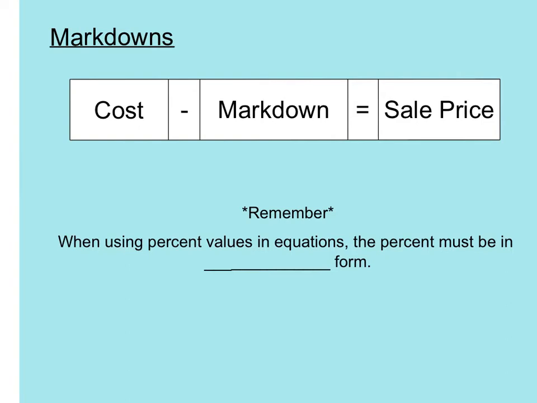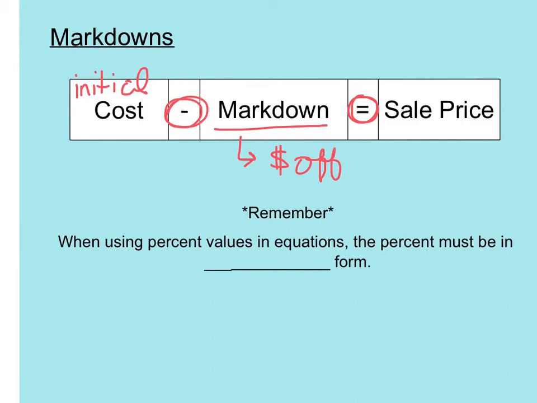We start with the initial cost of the item. We subtract the markdown, and it equals the sale price, which is what we're typically trying to find. However, note that the markdown, if dealing with money, is the money off. It is no longer simply a percent. And in order to find the amount marked down, that's when we're going to be using the percent equation or percent proportion that we learned about the other day.